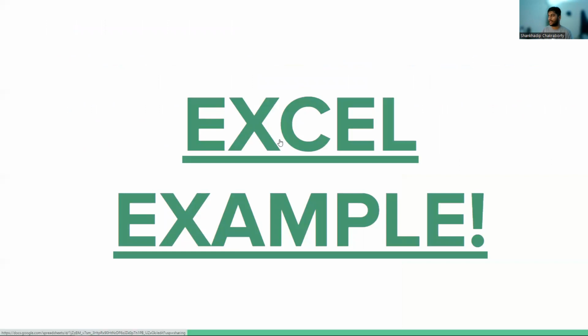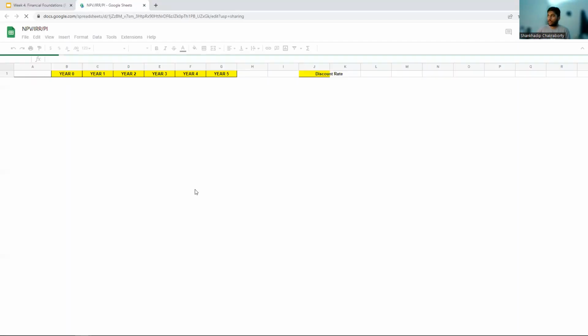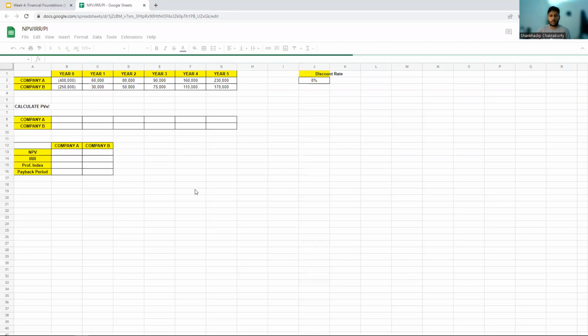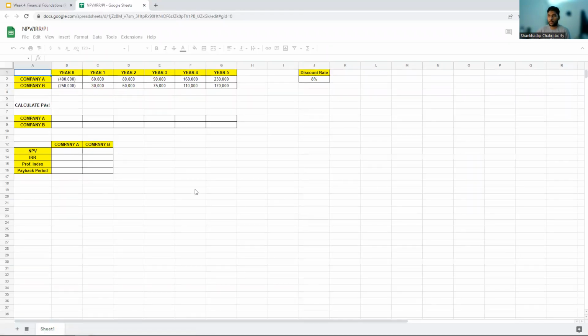All right, we're at the Excel example. Awesome. So I'm going to be opening Excel. Can everyone still see my screen? You can just type it in the chat if you can. Can you see the Excel sheet? All right, we are good.